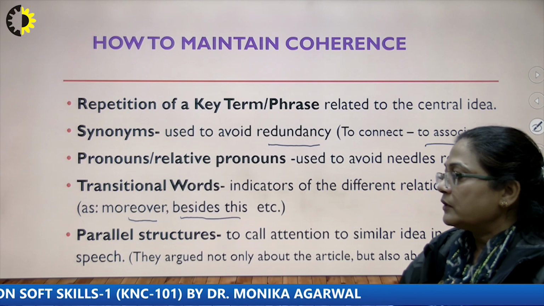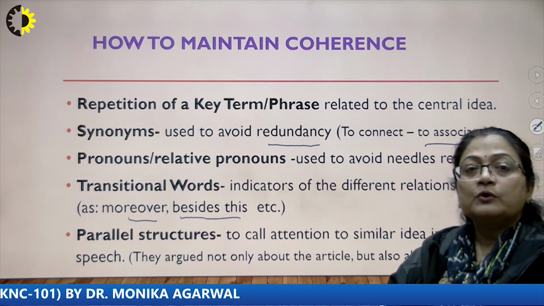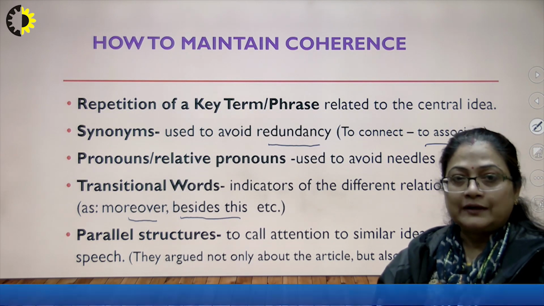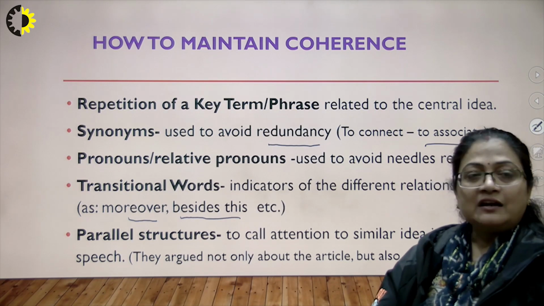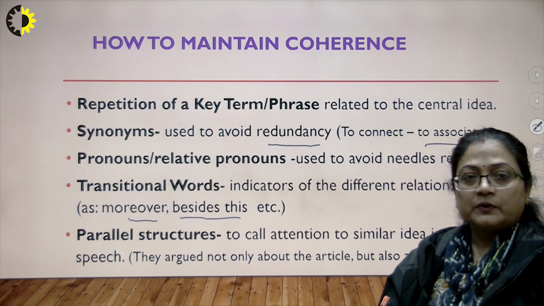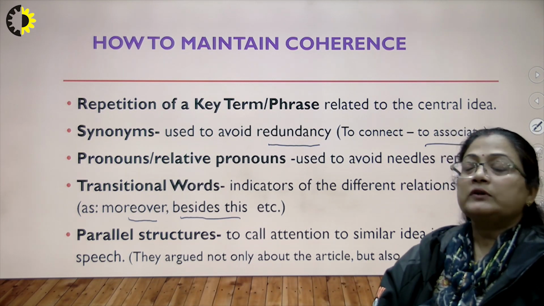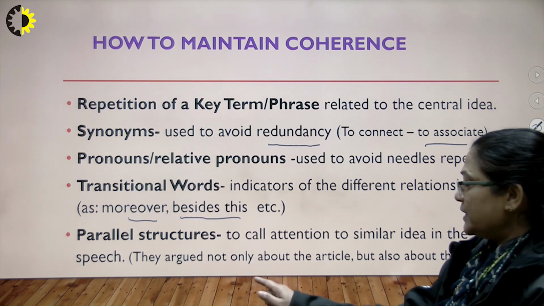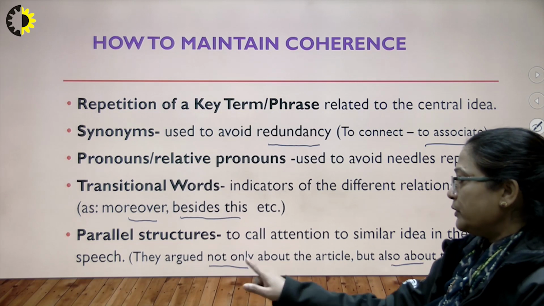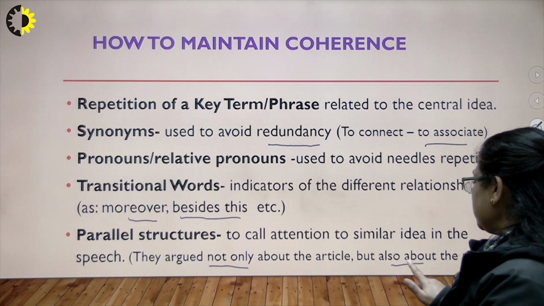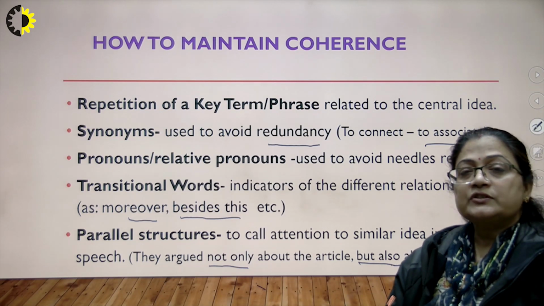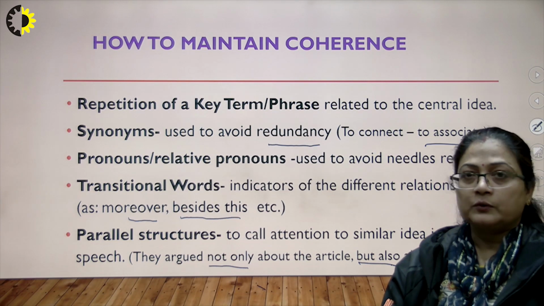Parallel structures, these are also grammatical units. They are used to call attention to the similar idea in a better way, okay, with full of attention. I have given an example to understand what are parallel structures. Parallel structures are made of the same grammatical unit, same part of speech. Okay. We can understand this. They argue not only about the article, but also about the review. So, this is the parallel structure which is used with the help of coordinating conjunctions. Okay. Not only about the article, but also about the review. So, this is parallel structure. These structures are used to emphasize and used to maintain coherence.